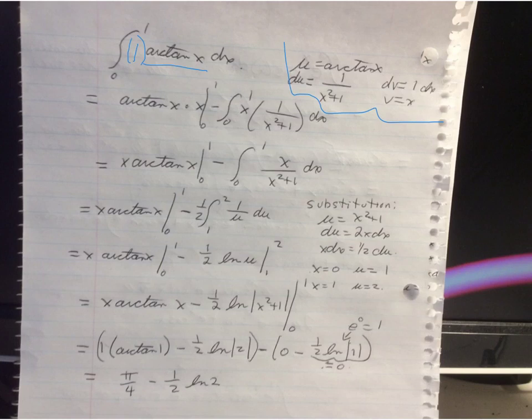I've tried to write in little notes to explain why ln of 1 is equal to 0. It's because that would mean e to the exponent something has to give us 1. And the only way that can happen is if the exponent is 0. And so I worked through all that for you there.